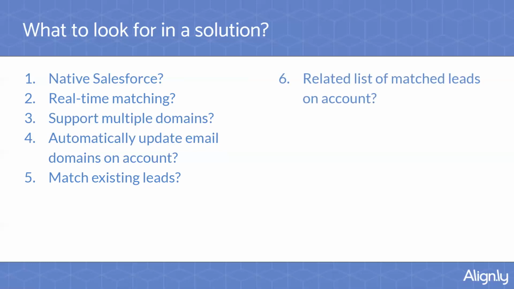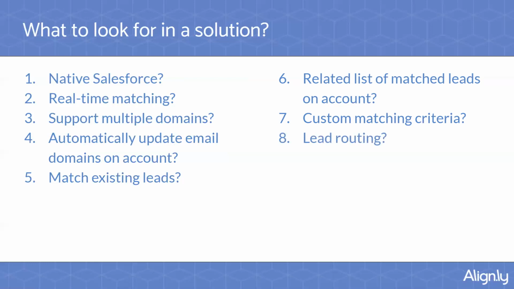Is there a related list of matched leads on the account? You want your sales team and marketing team to be able to look at an account in Salesforce, see all of your contacts, and then right below that, see all of your matched leads. Really important for executing account-based sales. Custom matching criteria: you might run into situations where you've got multiple accounts with the same email domain but in different geographic regions. How do you deal with those situations? Can you implement custom matching criteria?